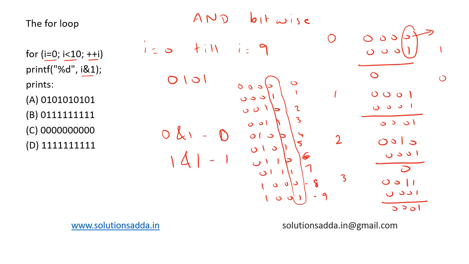So based on this, what will happen is we'll get 0 here, we'll get 1 here, 0 here, 1 here. This will be alternating, like 0, 1, 0, 1, 0, 1. So based on the options, option A will be the right choice because it is alternating like 0, 1, 0, 1, 0, 1, 0, 1. So option A is the right choice.